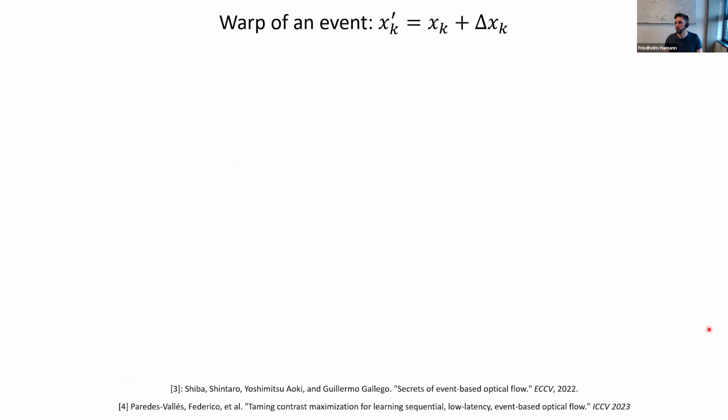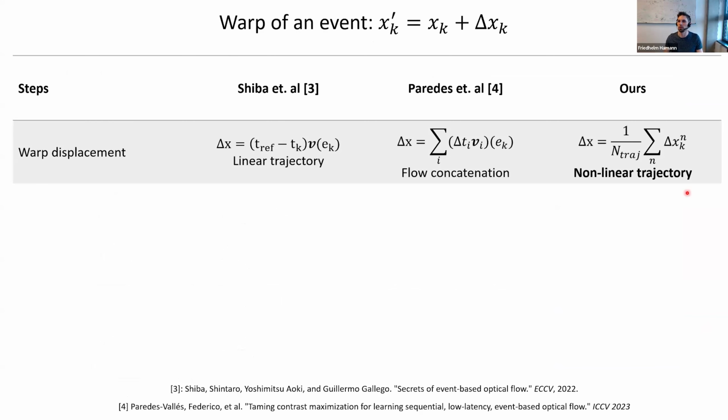Now, in the end, I want to be a little bit more mathematical to outline where our contribution lies in contrast to previous contrast maximization-based methods, and therefore compare to two other papers in this field. One is called Secrets of Event-Based Optical Flow from ECCV 22, and the other one, Taming Contrast Maximization, from last year's ICCV. So we can remember the warp of an event is the event position x sub k plus delta x sub k, the event displacement. And our method differs in how this event displacement is calculated. Here in the ECCV paper, they use a linear trajectory. In the ICCV paper, they use flow concatenation, which allows for some nonlinearity, but we are the first ones who use explicitly a nonlinear trajectory.